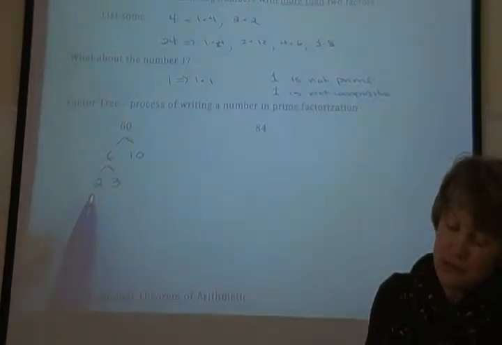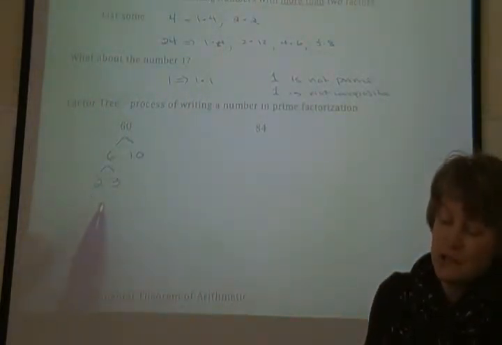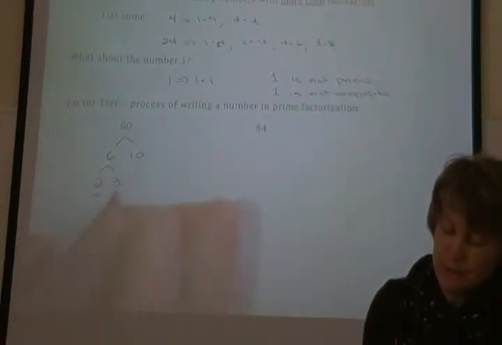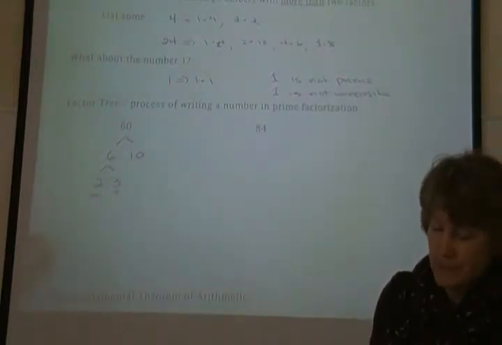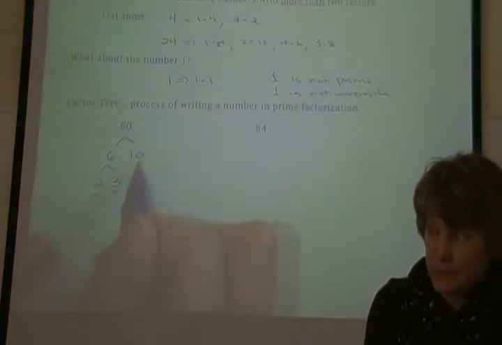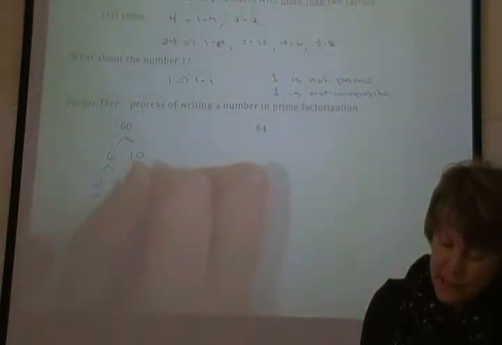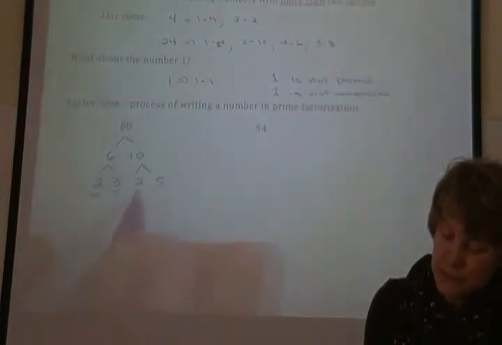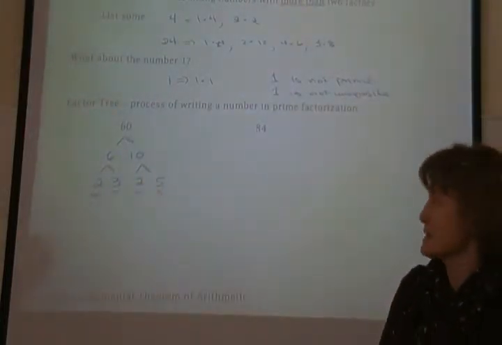Because if I want to break down 2, my only choice is 2 times 1. And as soon as you get to that point where your only choice is the number times 1, you stop. This is prime. 3 is the same thing. It's prime. Stop. 10 is not prime. It's composite. So we're going to break that down into 2 times 5. 2 is prime. 5 is prime. That's where I stop.